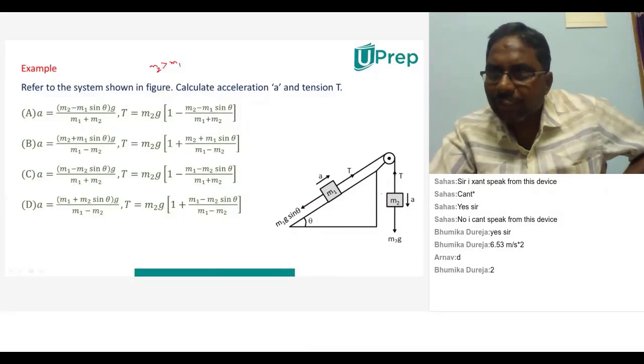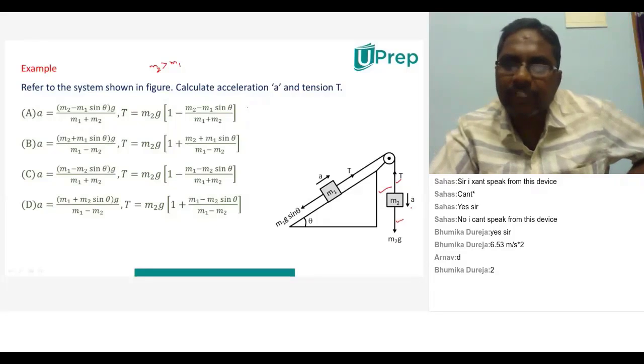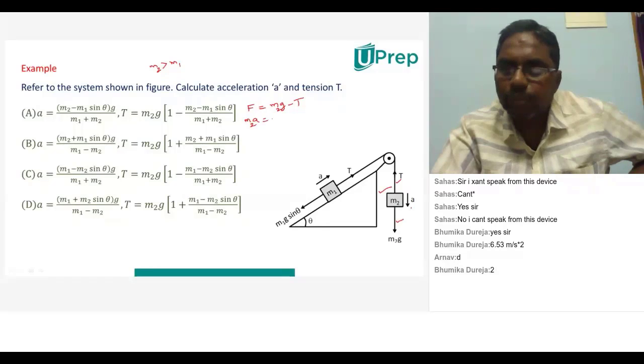Now on this particular mass M2, how many forces are acting? Weight is acting in the downward direction, tension force is acting in the upward direction, and because of that it is moving down. That means the resultant force will be downside. So I am writing the resultant force equation like this. Resultant force is equal to, as M2G is more, M2G minus T. So F is equal to, as you already know, MA. So M2A is equal to M2G minus T. I am writing it as equation number 1.